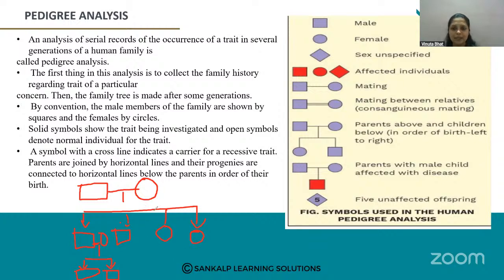So here we can analyze the diseases. By convention, the male members of the family are shown by squares and females by circles. Here if you collect the family history, you can analyze the diseases, or if any person is suffering from the disease, how it is transferring to the next generation. So all these things we can analyze using the pedigree chart.